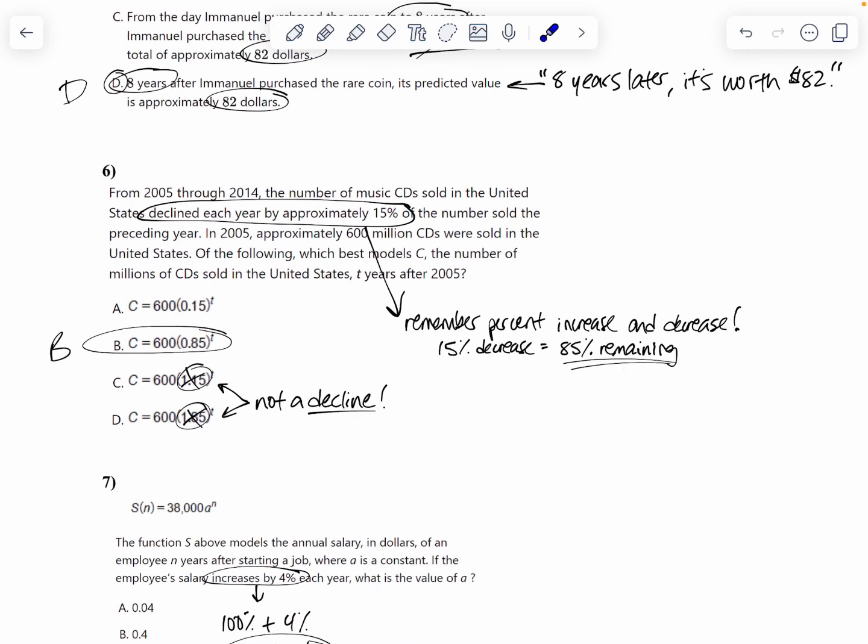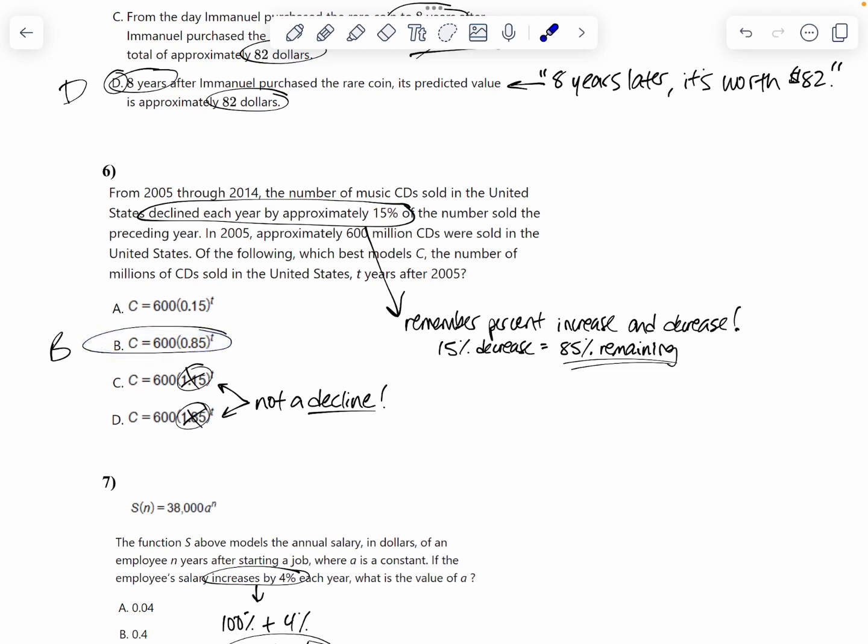Number 6, we've got the number of CDs being sold from this time period is decreasing. That should make sense because everyone started streaming music instead of buying CDs, right? And it's declining each year by 15%. Let's remember what we learned about percentages. If something decreases by 15%, that means that you're only paying for 85% remaining. Or if the number of CDs went down 15%, that means that 85% of the CDs are being sold. Okay, so we're looking for the 85 in here. This would mean 15% is remaining, but this represents 85% remaining, and this is correct.